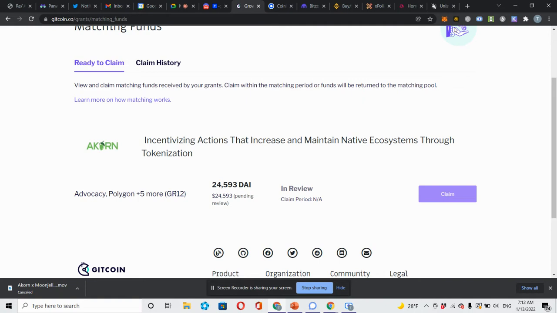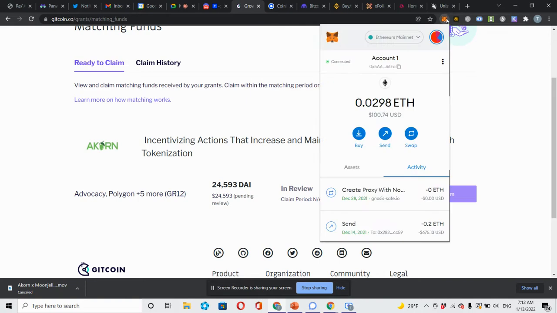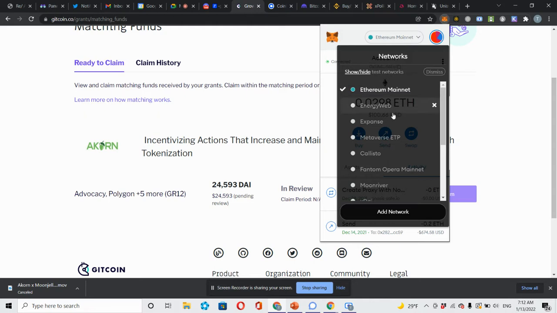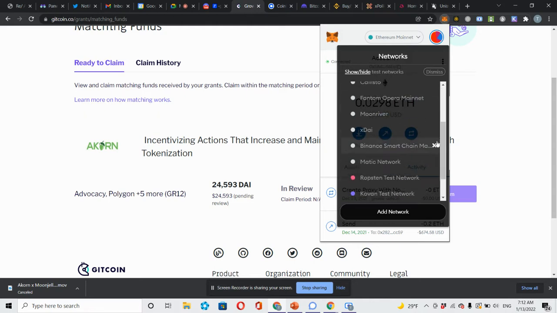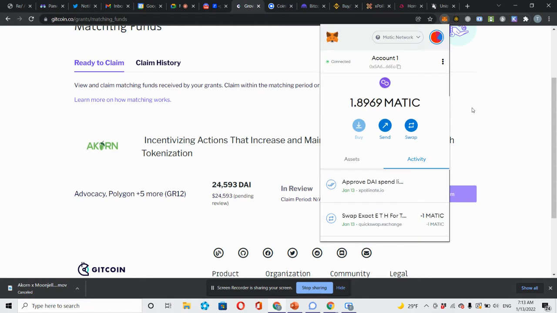So we hit claim, and then it will pop up the MetaMask that will require a signature and that sort of thing. From there, we would say, yes, we want to do this transaction. We want to claim that amount of DAI, either on Ethereum or Matic. And then once we claim that money, it will be in the wallet that we have connected.